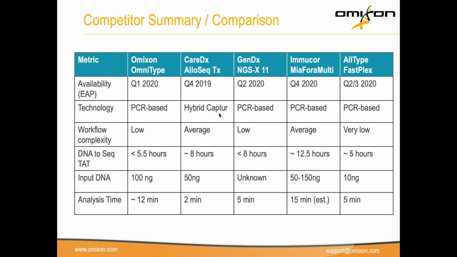The input DNA, once again, is fairly comparable to all of them, between 50 and 150 nanograms, with the only exception of the OldType FastPlex that is expected to be as low as 10 nanograms. Now, one would say, does it really matter at this point whether it is 10 nanograms, 50 nanograms, 100 nanograms, or 150 nanograms per DNA?